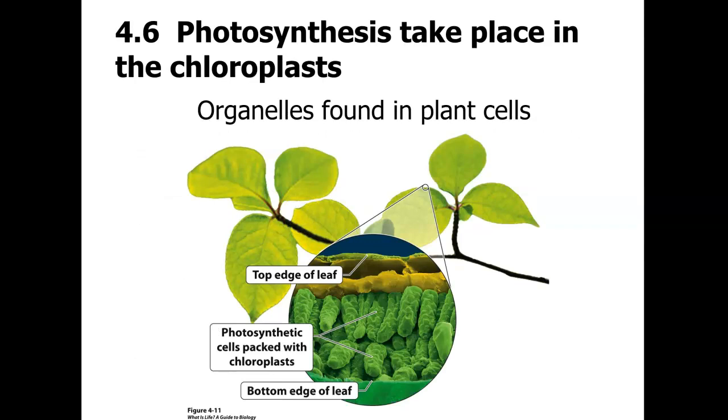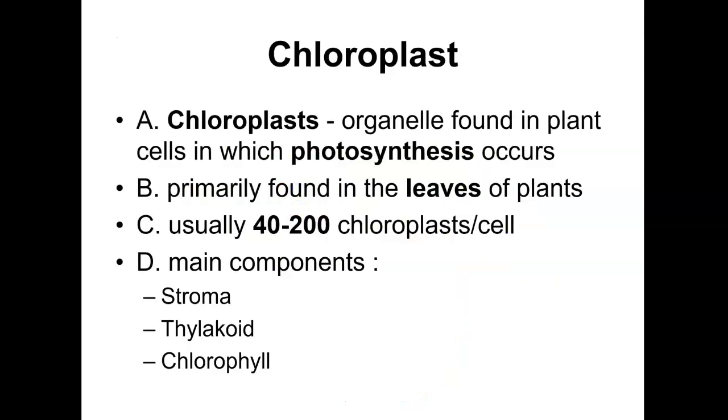Photosynthesis is going to take place in the chloroplast. That is going to be the specific organelle that's going to be found in plant leaves and other parts of the plant. So if you look at it closely, you can see photosynthetic cells packed with chloroplasts. Inside that leaf, you see that top edge of the leaf, and then you'll see that bottom part of the leaf. The chloroplast, like we said, is an organelle found in plant cells where photosynthesis occurs.